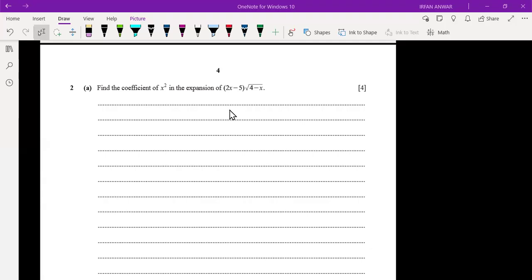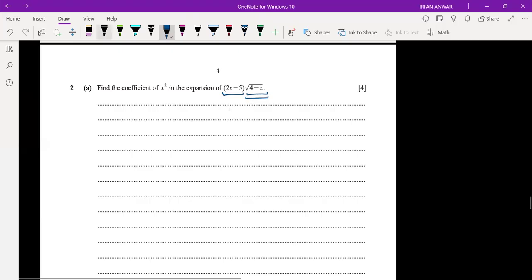This is another very easy 4 marker. You're finding the coefficient of x squared in this binomial expansion of this linear term multiplying by a fractional power of 4 minus x. So this is an infinite expansion.